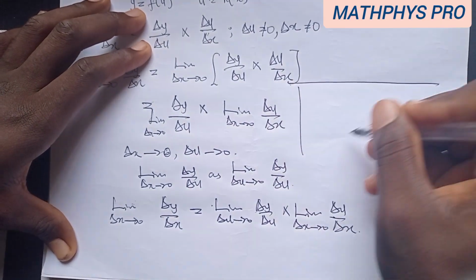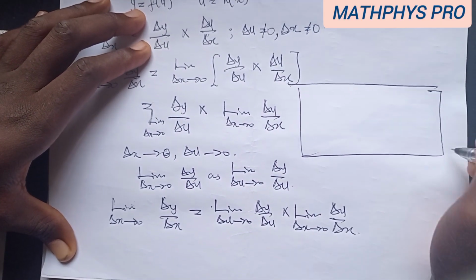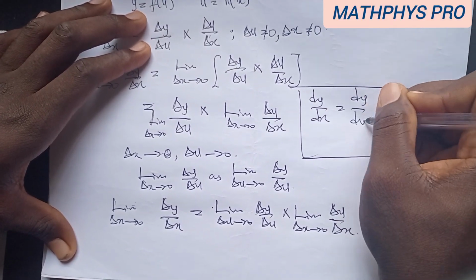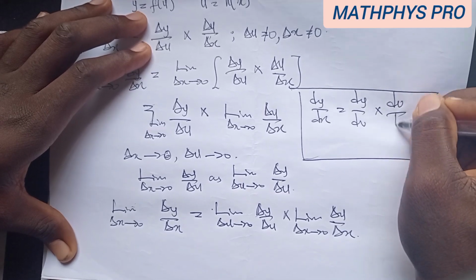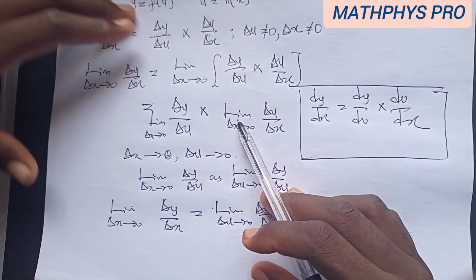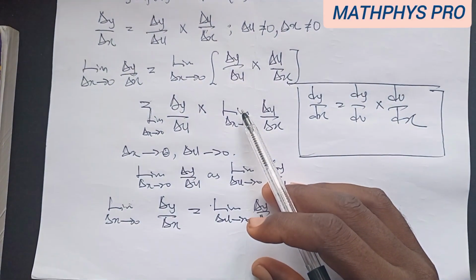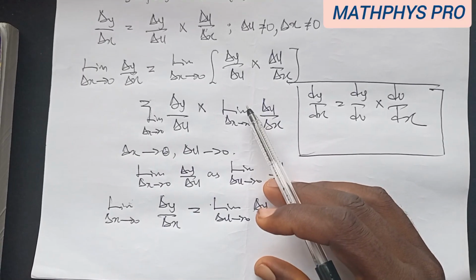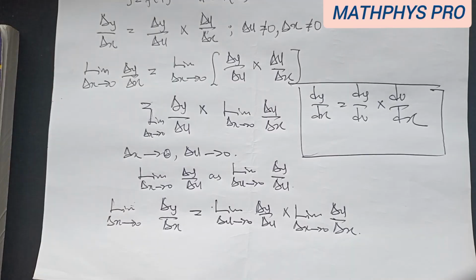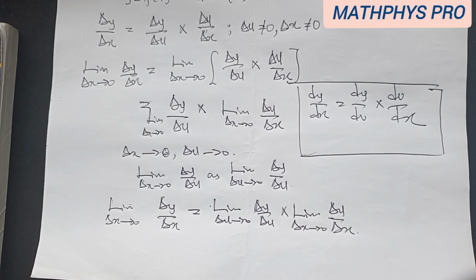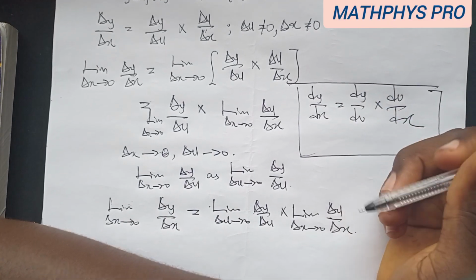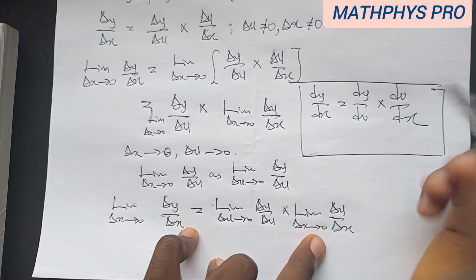So henceforth, we can derive the chain rule, which states that dy dx is equal to dy du times du dx. This is called the chain rule for differentiation. So whenever you come across a function of a function, apply the chain rule. And this is the formula to apply the chain rule, which states that dy dx is equal to dy du times du dx.